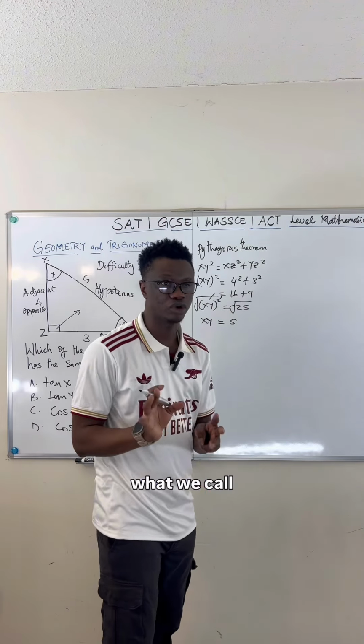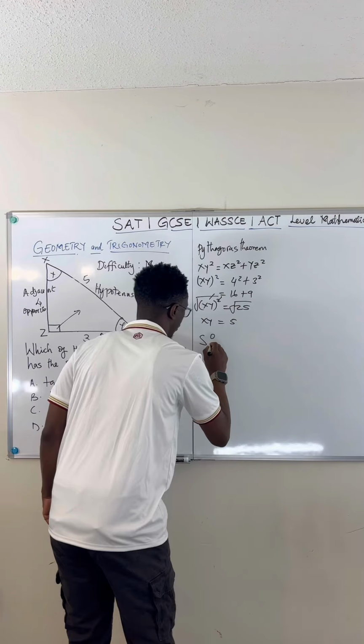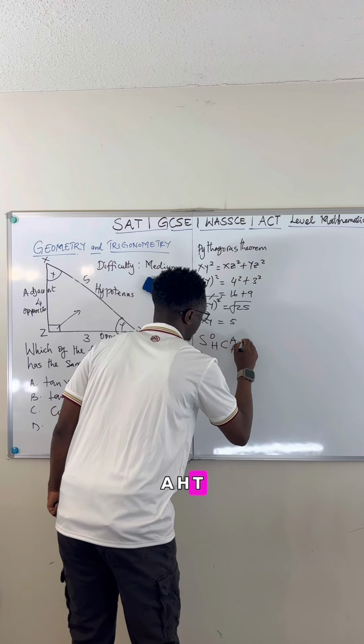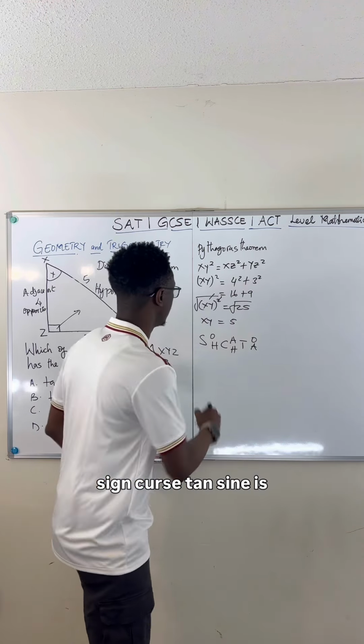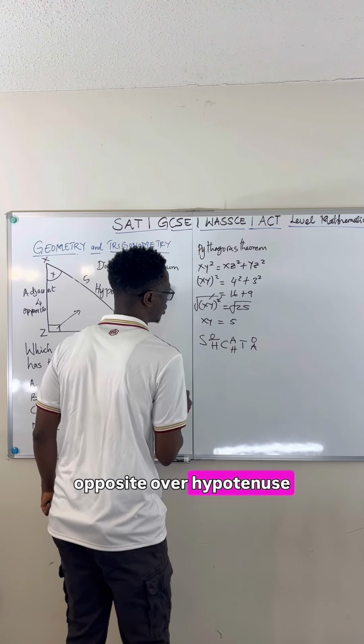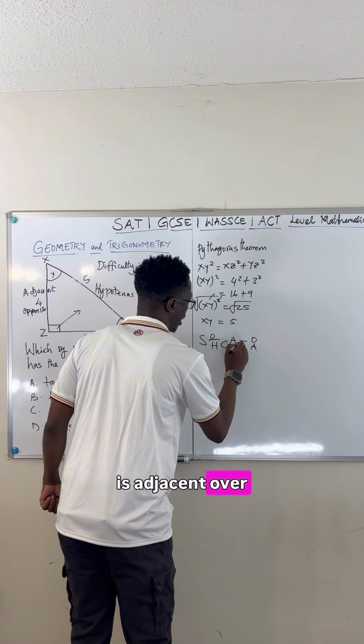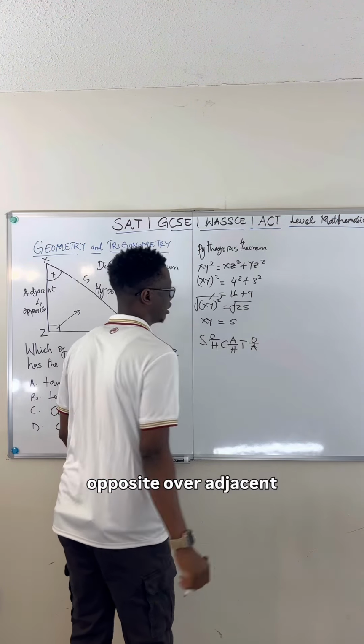Now you have to apply what we call SOH-CAH-TOA. So this is sine, cos, tan. Sine is opposite over hypotenuse, cos is adjacent over hypotenuse, and tan is opposite over adjacent.